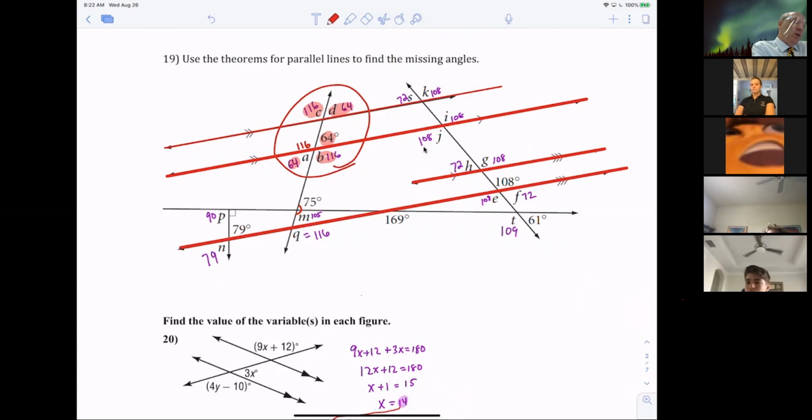Because now look, all of these angles right here are corresponding angles. Everybody with me on that? Yes, sir. Well, I'm not there yet. Just give me a second. Let's look at that. Does everybody agree with that?